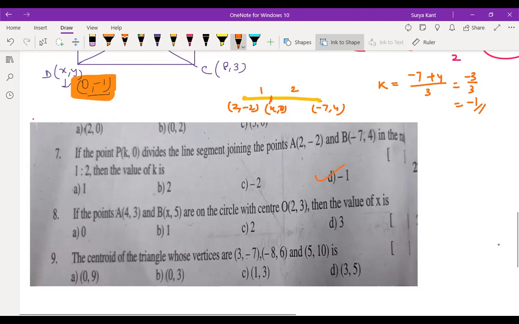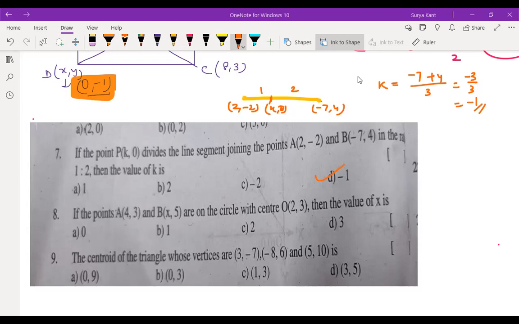Adarsh, do you know this? Adarsh. Adarsh, do you know this or not? Are you getting this point? Now next, question number 8, you see now.